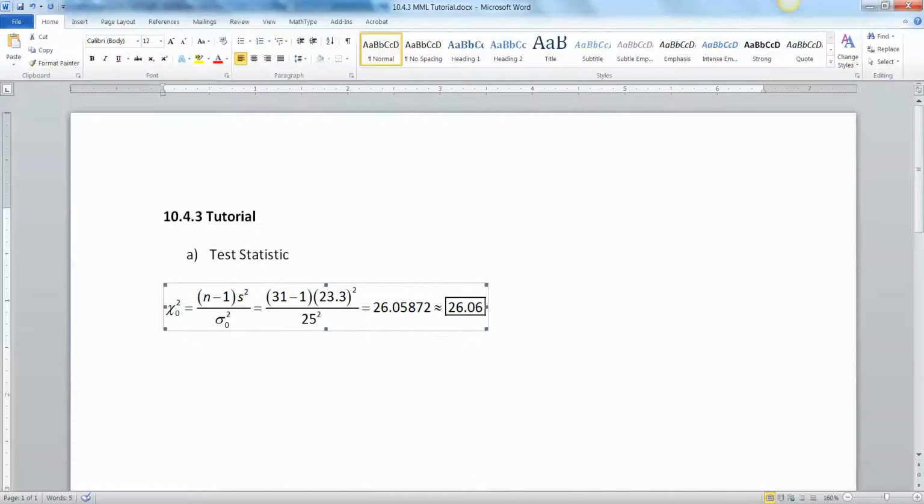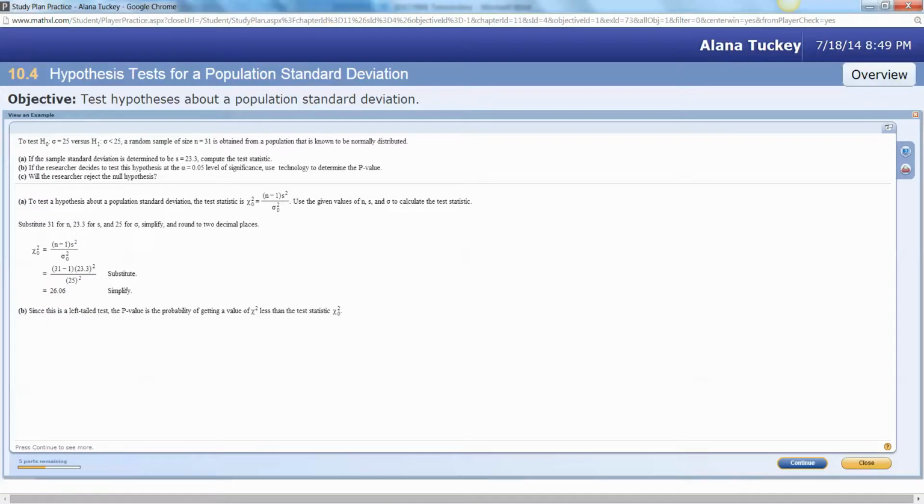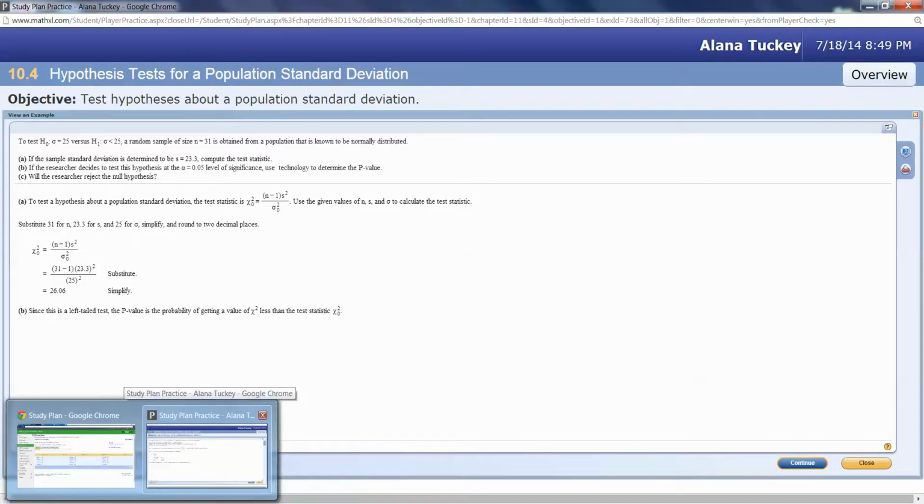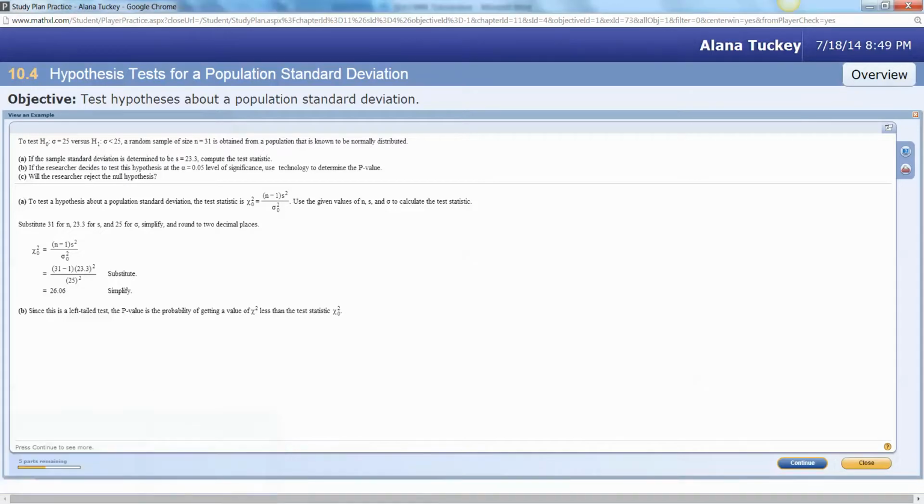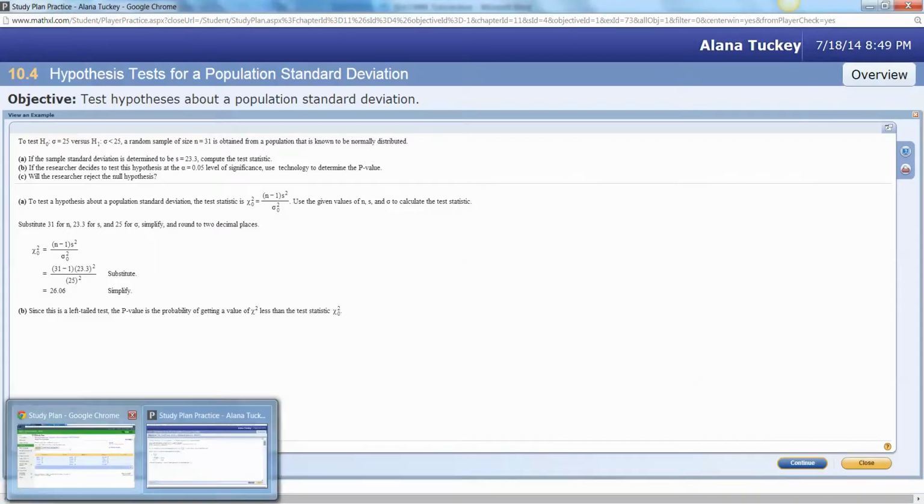So now we need to come up with the p-value. Since this is a left, oh, okay. If the researcher decides to test this hypothesis at the alpha equals 0.05 level of significance, use technology to find the p-value. Here's a little hint: you don't really need the level of significance to find the p-value. The p-value doesn't care what the level of significance is. Level of significance comes into play in part C when you make your decision, but whatever.